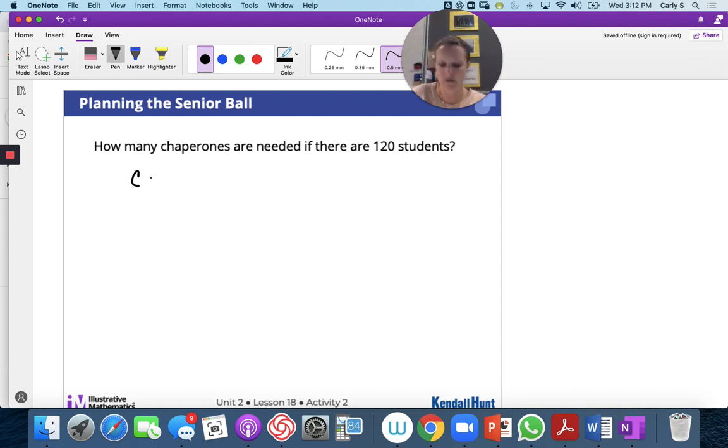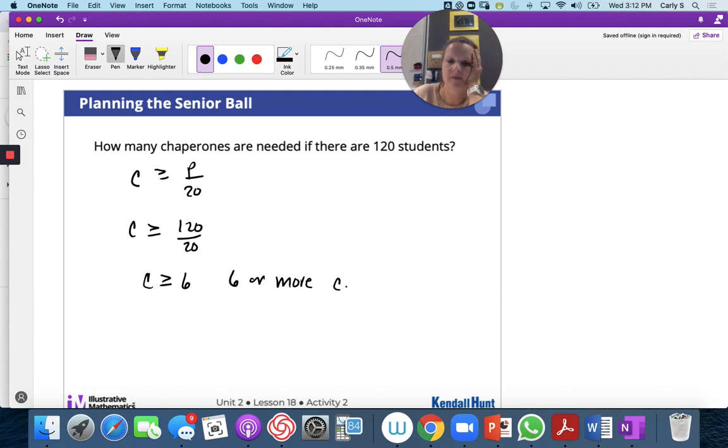All right, how many chaperones are needed if there are 120 students? We had this equation. C is greater than or equal to P over 20. So C is greater than or equal to 120 over 20. C is greater than or equal to 6. Just 6. So we need at least 6 chaperones. 6 or more chaperones are needed.